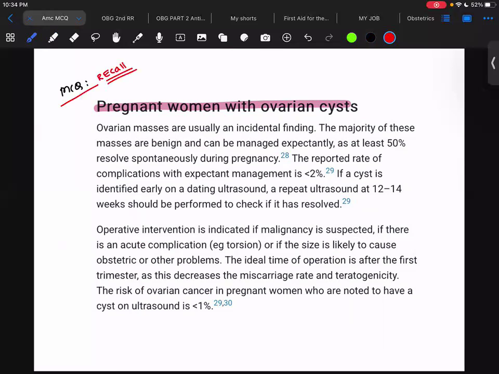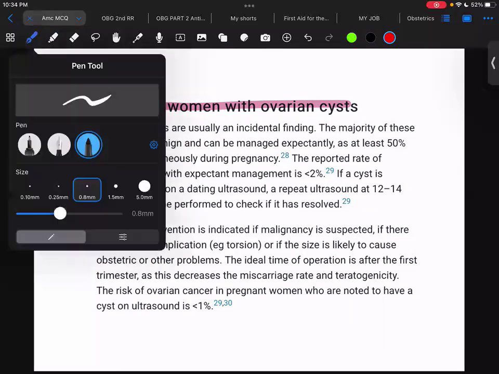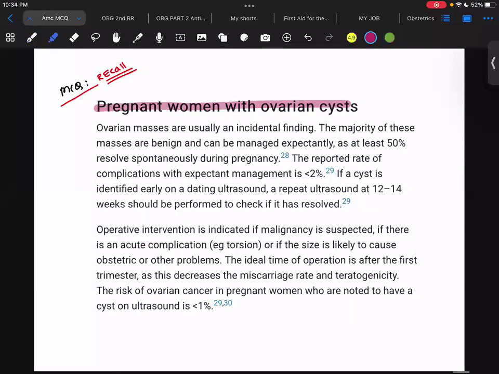Ovarian masses are usually an incidental finding during pregnancy. The majority of these masses are benign and can be managed expectantly, as at least 50% resolve spontaneously during pregnancy. The reported rate of complications with expectant management is less than 2%.